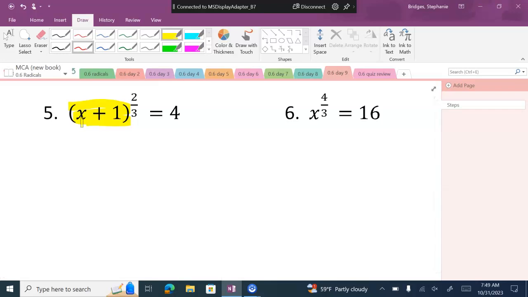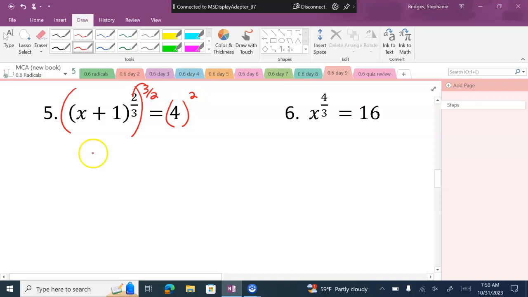Even though we're going to have to solve for x in a little bit, we need to get rid of the exponent first. So what we want to do is raise both sides to the reciprocal power. What is the reciprocal of 2/3? 3/2. Okay, so what that's going to do, those two are going to cancel out, leaving me with just the stuff in the parentheses.